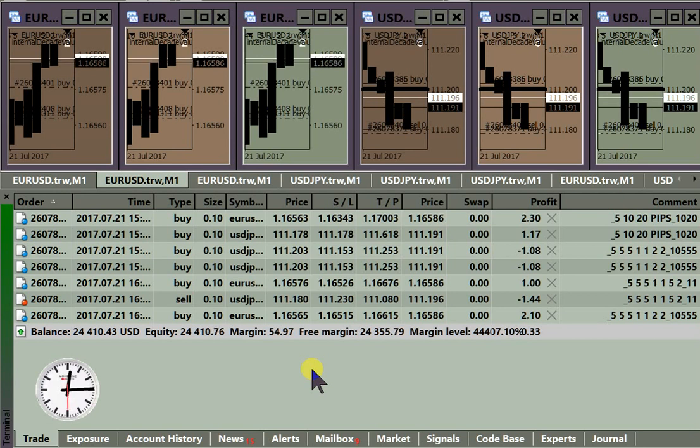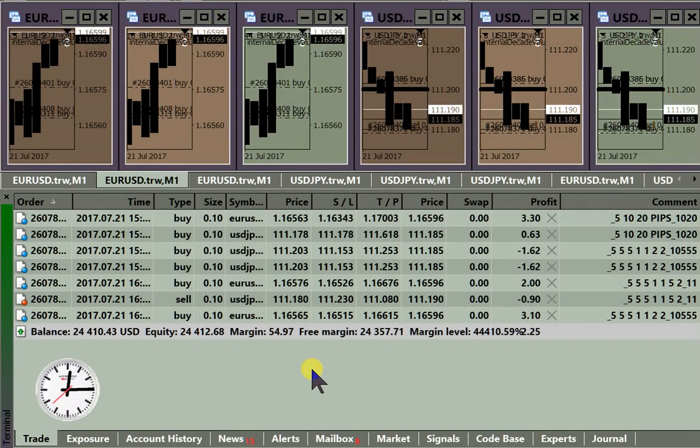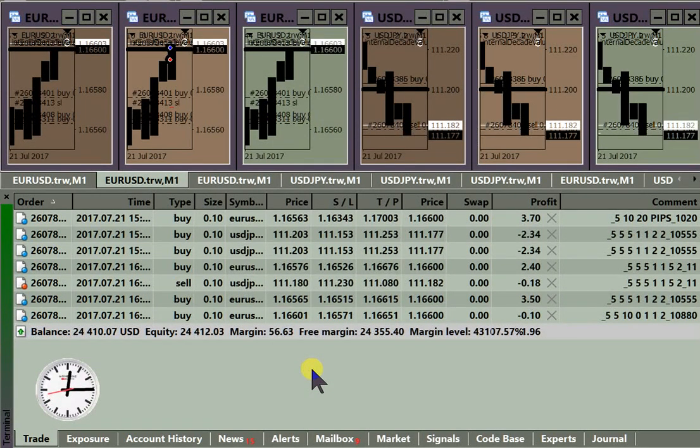I'm down $10. It's been about 2 hours of trading. Ten Ks, commissions, plus a spread. Very tight spread. I mean, commission. Right? Okay, we're up about $2.